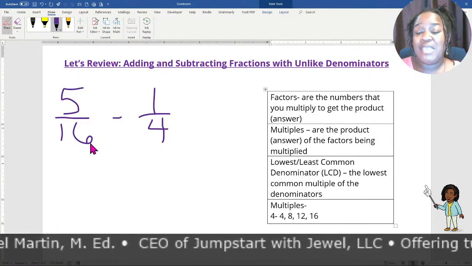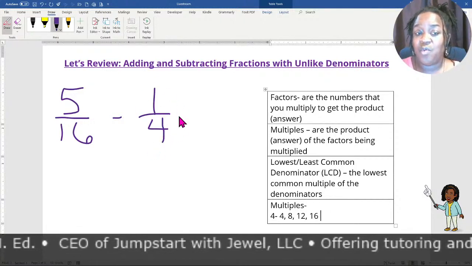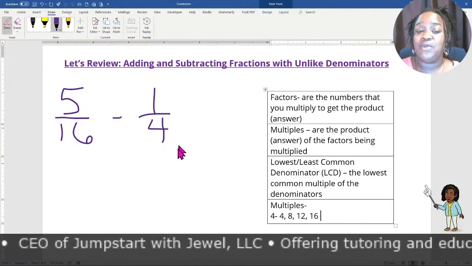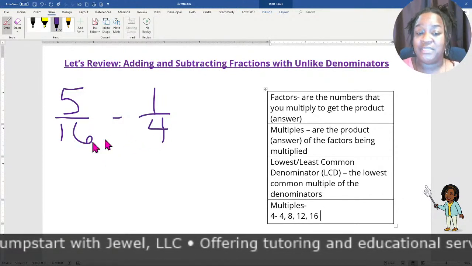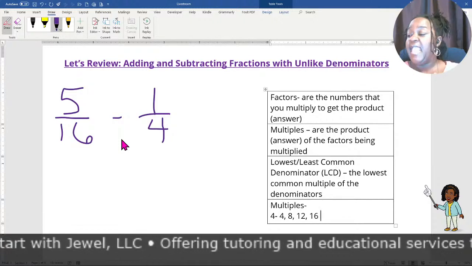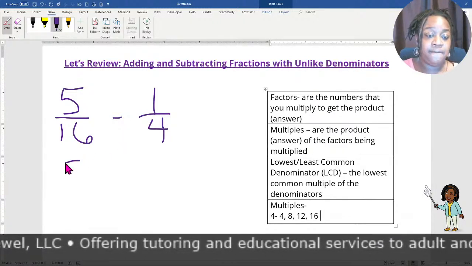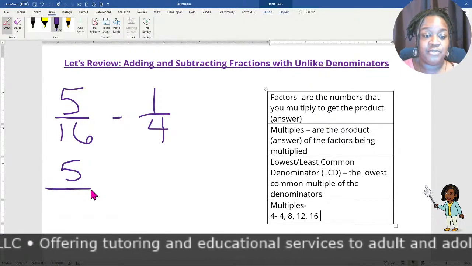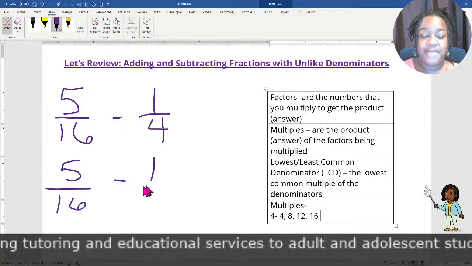So what we would do in this instance, we would convert this fraction, the 1/4, so that the denominator is 16, and then that way, since they'll both be 16, we can go ahead and do our subtraction. So once again, I always write this over for my students because it helps them if they see it step by step.